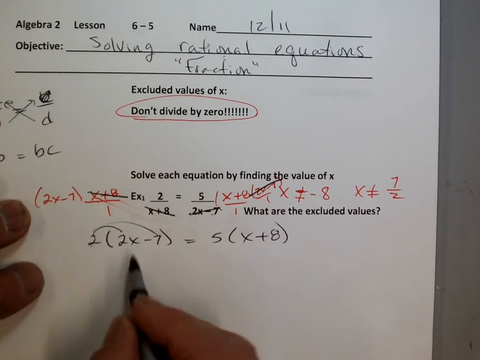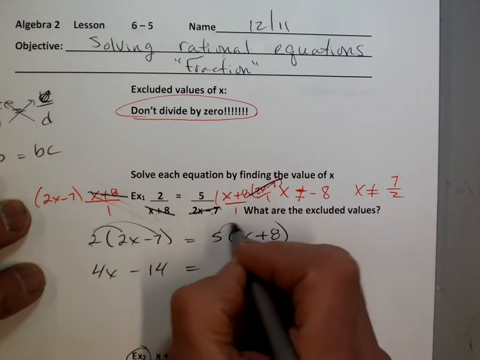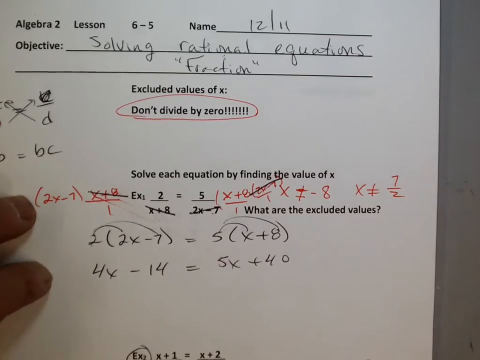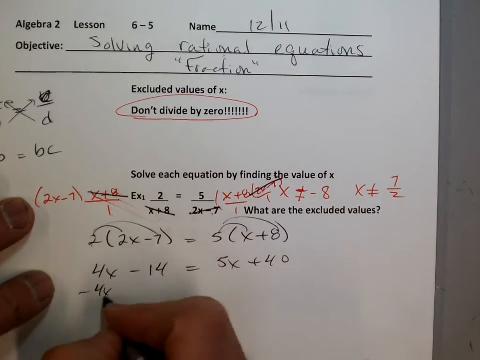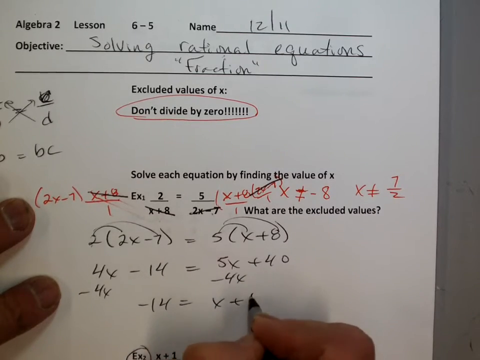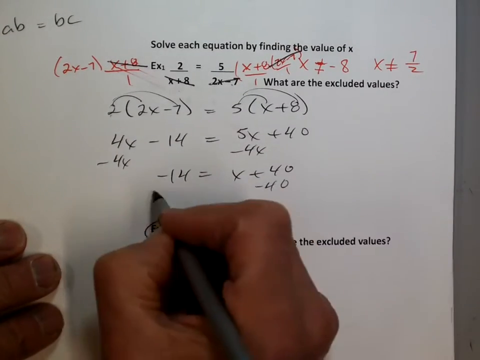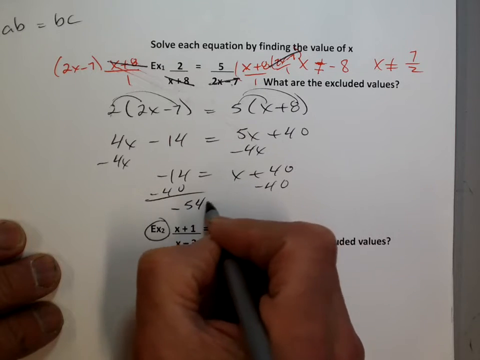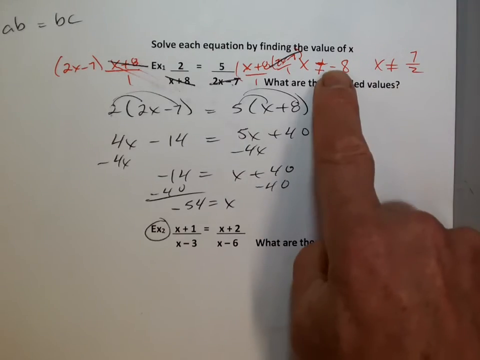So if I go ahead and multiply, I'll get 4x minus 14 equals, distribute, 5x plus 40. Solve for x, so I'm going to go minus 4x, minus 4x. A negative 14 equals x plus 40. Okay, doing great. It's easy. Minus 40, minus 40. I get negative 54 equals x. Now I like that answer because it's not -8.